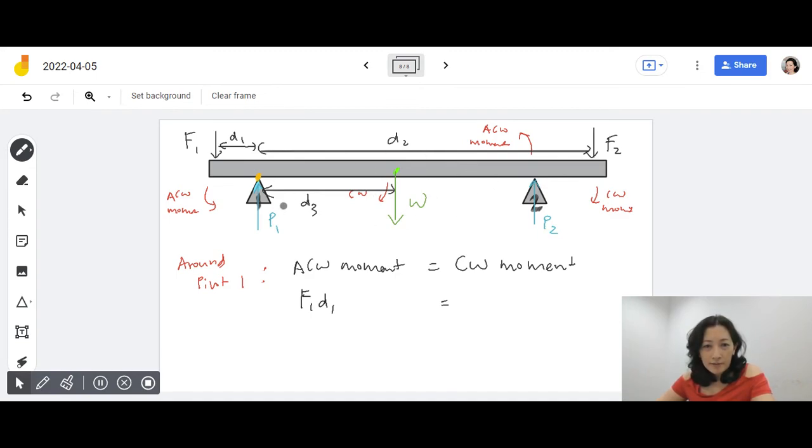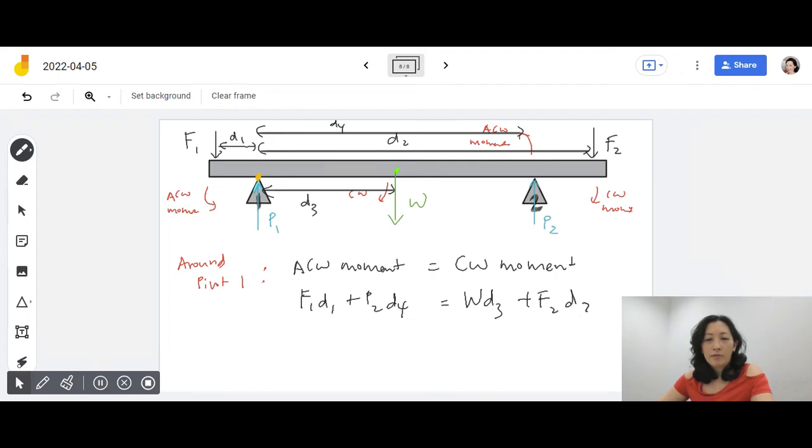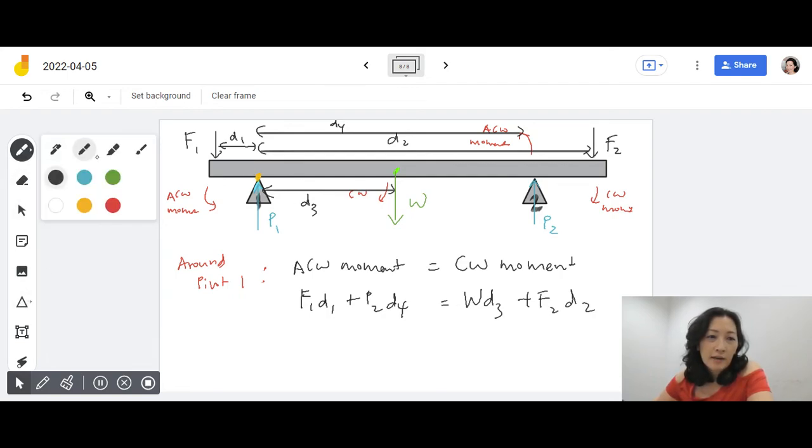So then that means, okay, clockwise moment, this becomes W times D3. This P2 here, let's say D4, clockwise moment plus P2 times D4. Then F2 is clockwise moment, F2 times D2. So I know there's a lot of labels here, but you think of it this way. Everything you calculate, you find it around P1. So all the rotation here, all find around P1.